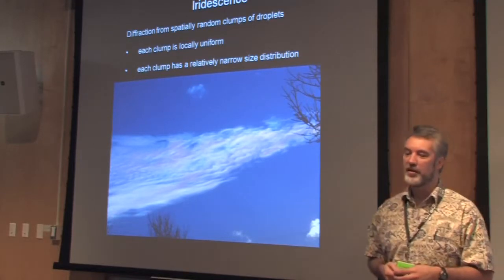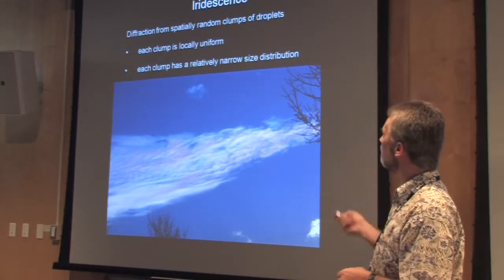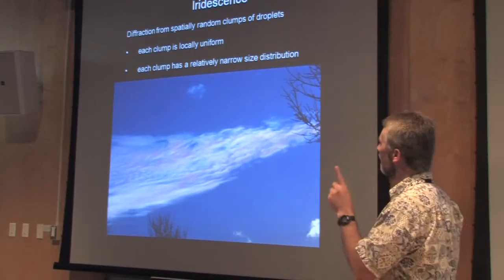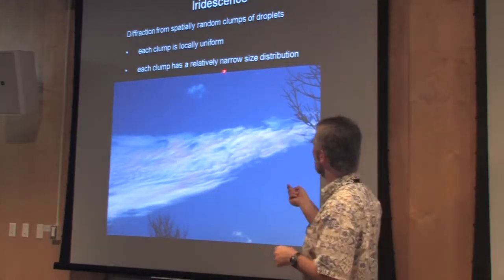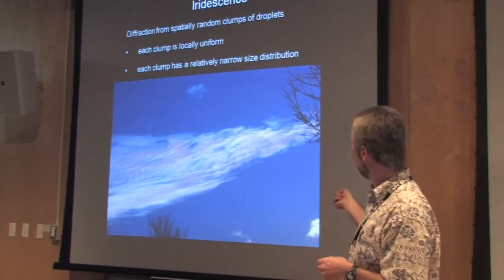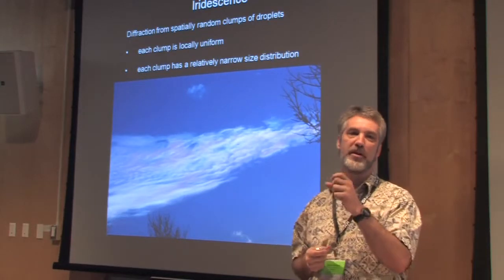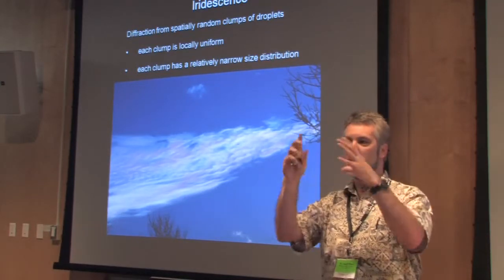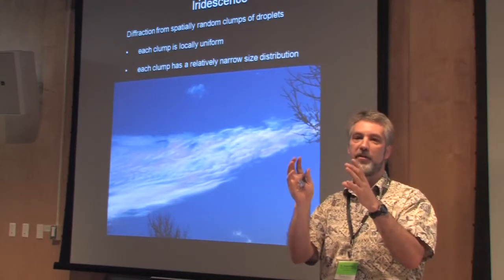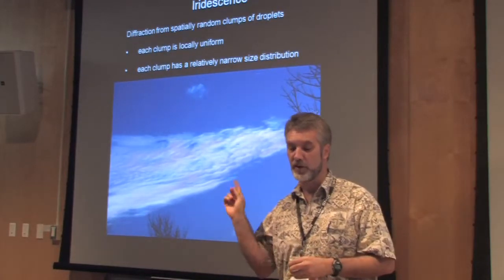Iridescence, though, is what we were looking at before. This comes about from spatially random clumps of droplets. Each clump is locally uniform, and each clump has a relatively narrow drop size distribution. And so there's a random distribution in the cloud of drop sizes, but at each point in the cloud, you can sample over a small area and find essentially the same size droplets. When those conditions are met, you can get this kind of effect.